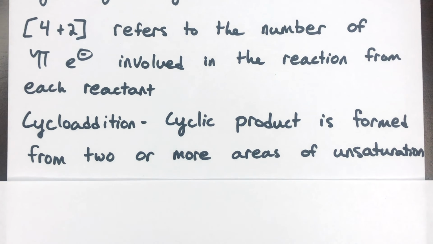So of these 2 areas of unsaturation, one area has 4 pi electrons, and the other area has 2 pi electrons, for a total of 6 involved in the reaction. And again, these are usually 2 different molecules, but they can be 2 different regions in the same molecule, which is why I say 2 or more areas of unsaturation.